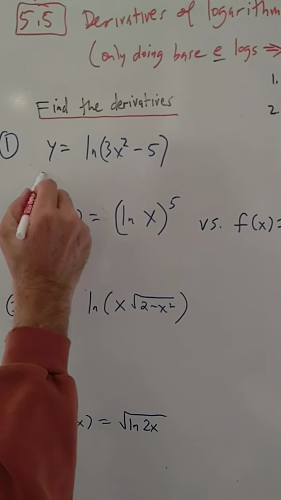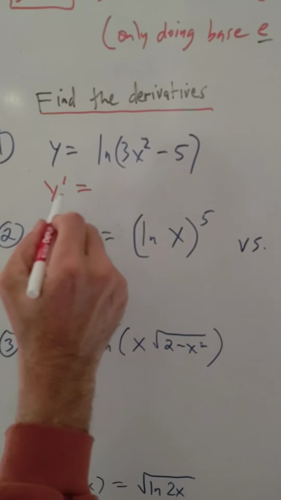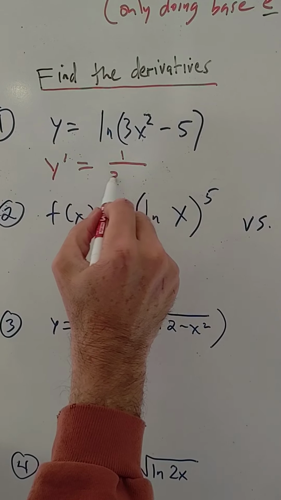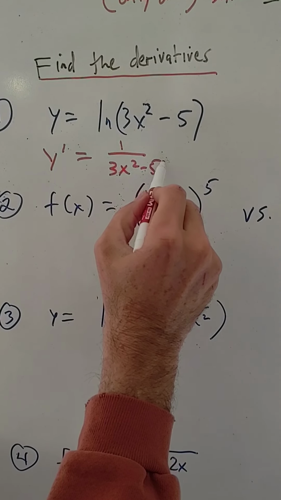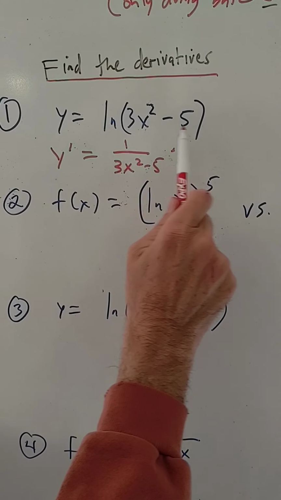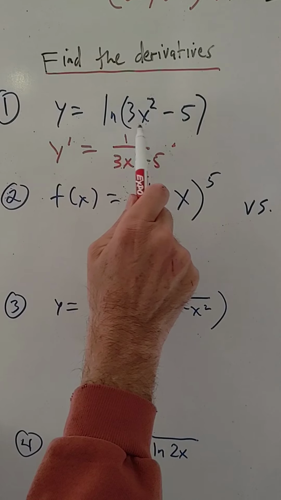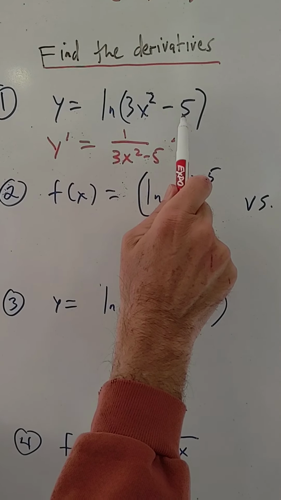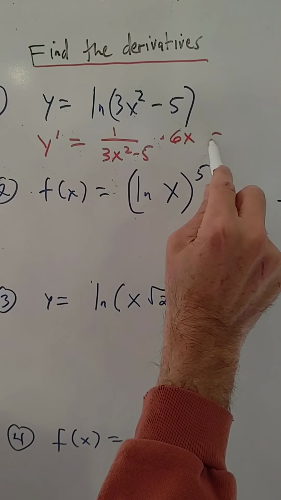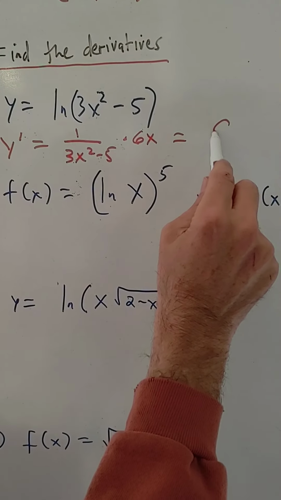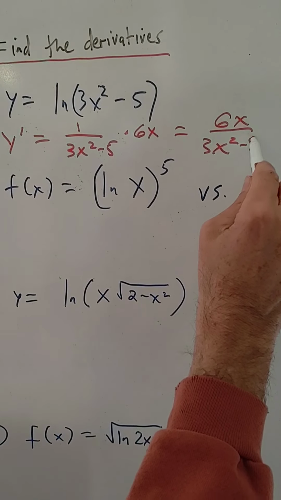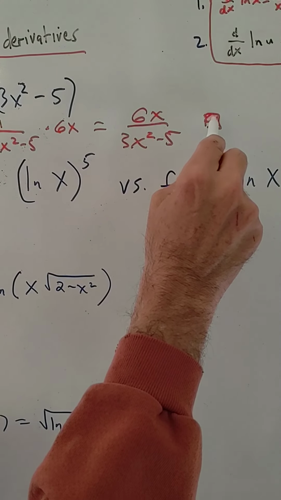So here we go. The derivative y prime, or I could write dy dx, is equal to 1 over the argument times the derivative of the argument. What is the derivative of this argument? Well, the derivative of the first term is 6x minus 0, which is just 6x. And then we get our final answer. When I multiply the numerators, I get 6x over 3x squared minus 5. Done. So there's the first problem done.